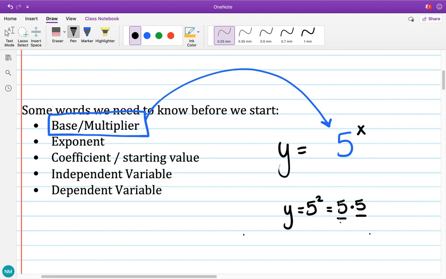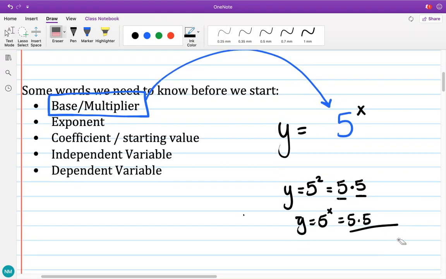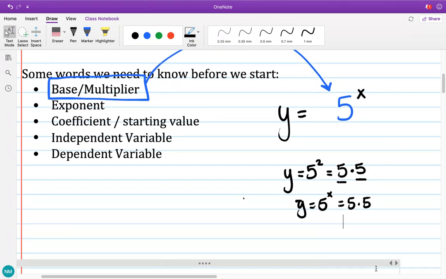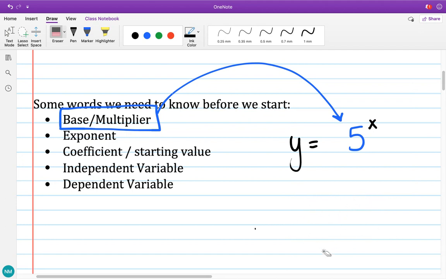So if I have y equals 5 to the x, 5 is being multiplied by itself x times. So it's important to understand why it's called the multiplier or the base. And later on in another lesson, we're going to talk about how it's also called the growth factor, because it's the factor by which it's growing. But we'll get into that a little later. So that is the base or the multiplier.